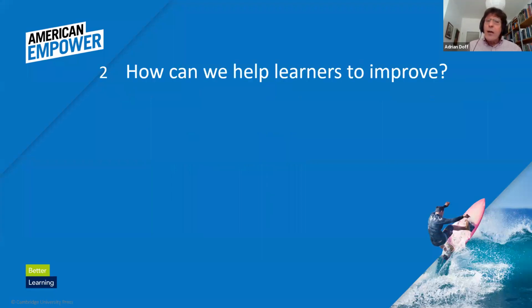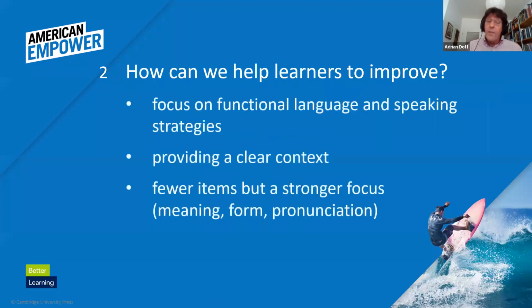And so how can we help learners to improve? Well, therefore, by focusing on functional language and speaking strategies, not as an alternative to grammar, but in addition to it, and providing a clear context, linking it very closely to situations and introducing fewer items, but with a stronger focus on meaning, form, and pronunciation. And this was really the approach that we took in American Empower, was to pay attention to these language areas in addition to grammar and vocabulary.